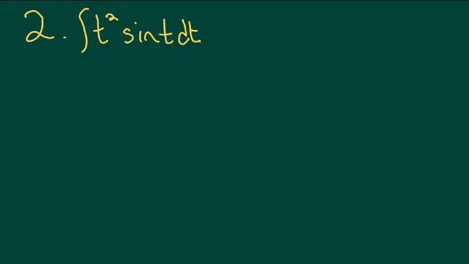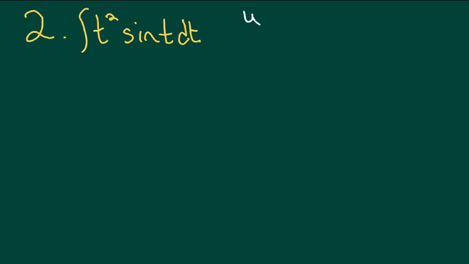So here's another example of integration by parts. We have the integral of t squared times the sine of t dt. T squared is a polynomial expression, while sine of t dt is a trigonometric function. So if we're using LIPET, I'll let u equal t squared because P comes before T.